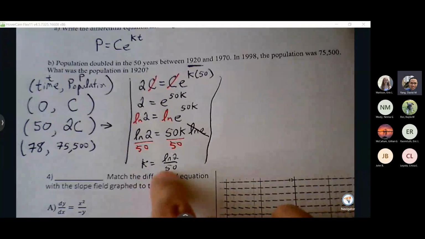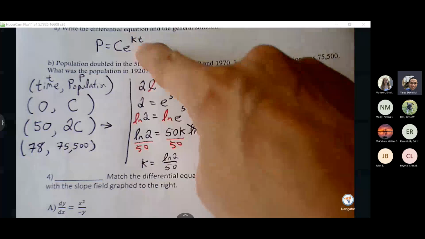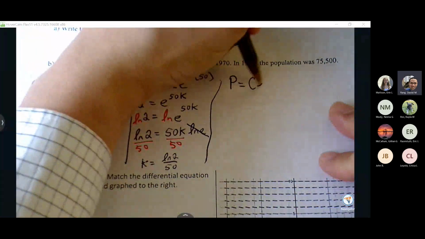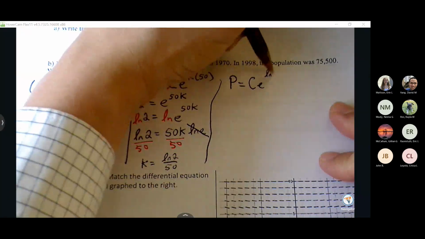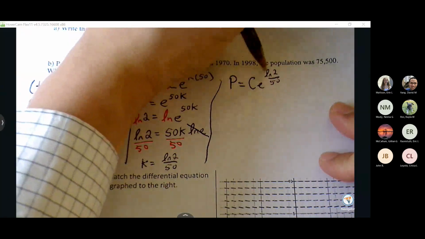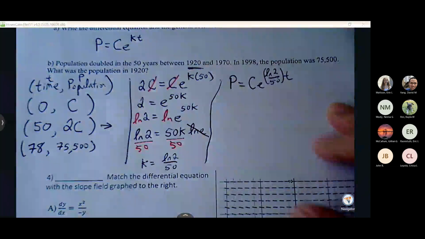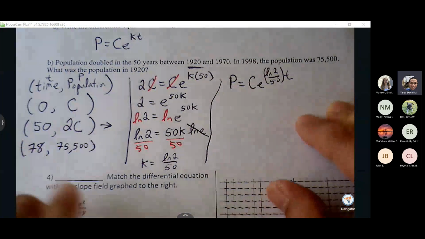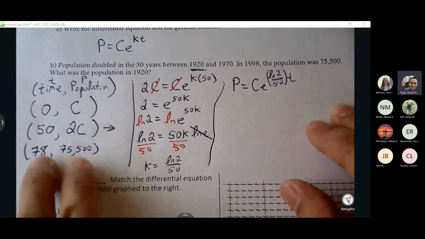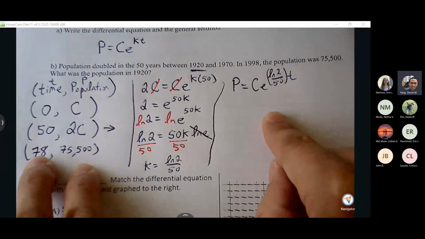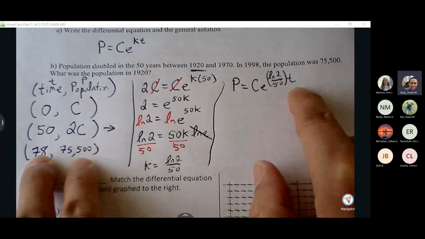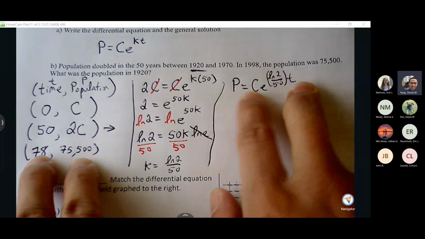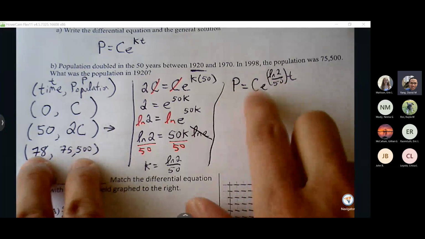Okay. Put this back into your equation. Update it along the way, and then we can continue to make progress. So again, this 0, C is not going to help us out, but let's see if we can insert this third ordered pair here. So imagine putting 78 in for t and 75,500 in for P. Then the only variable remaining is C, so we can use this third one to help us isolate C and solve for C.